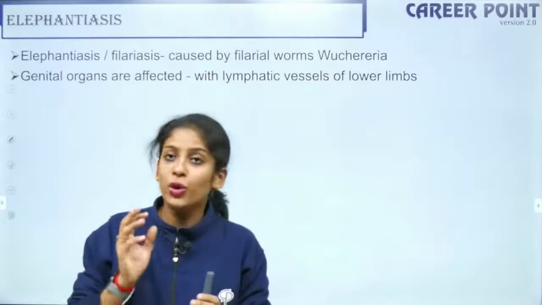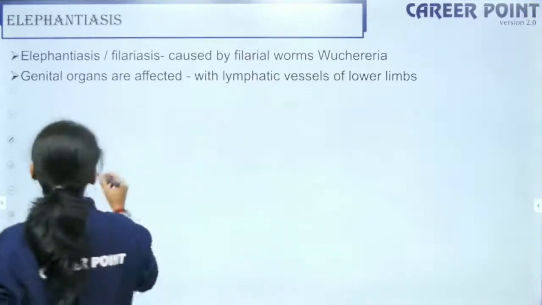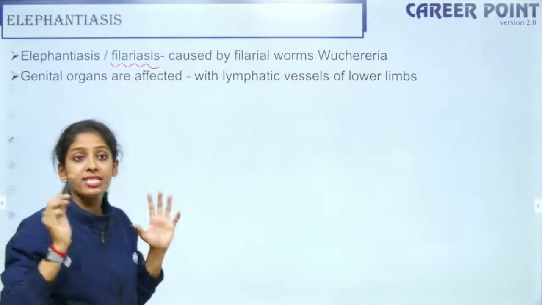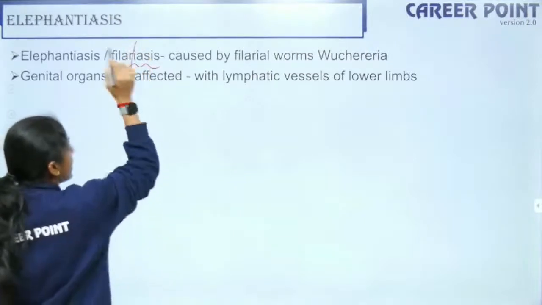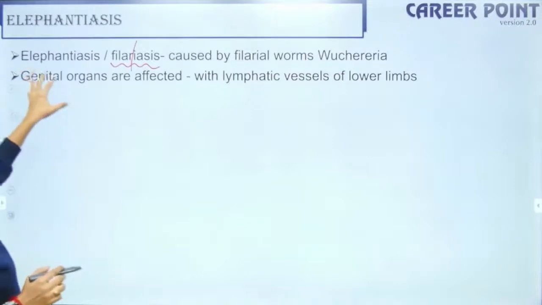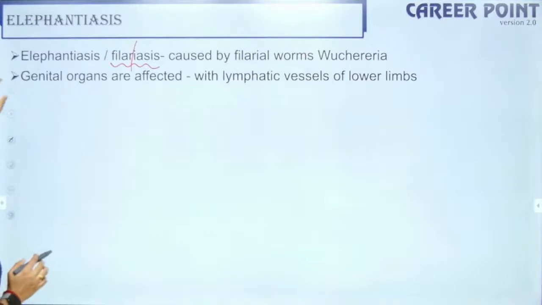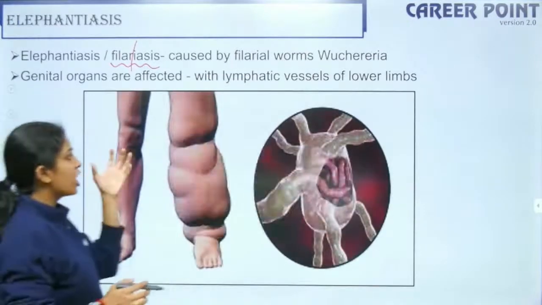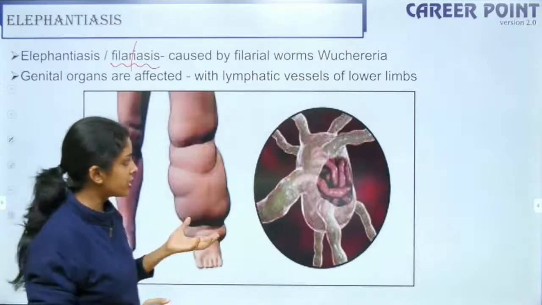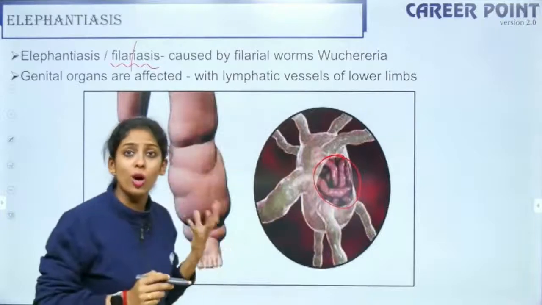So please make sure you don't do it with simple English language, nor with biology. So when you're writing Filariasis, don't write as many S's, as many R's, as many I's as you want. It is Filariasis. Okay, write it to the point. So here the genital organs are affected, especially the lymphatic vessels of the lower limbs. Here you have lymphatic vessels which belong to the network of the lymphatic system. Can you see inside the lymphatic vessel how many filarial worms are stored?